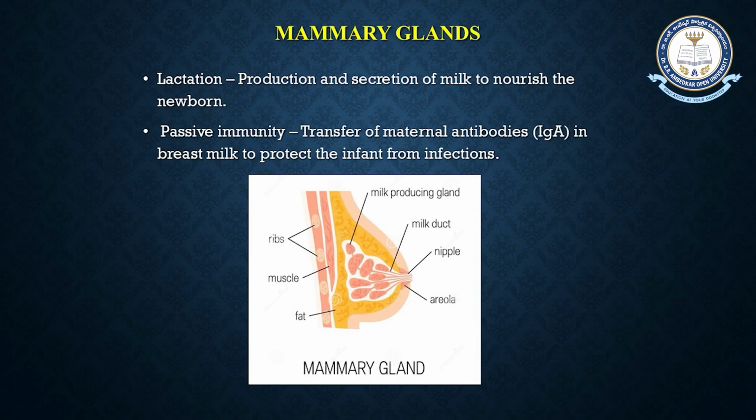Then moving on to the mammary glands. Mammary glands, the main function is lactation, that is production and secretion of milk to nourish the offspring. They produce passive immunity to the offspring by IgA antibodies, which is present in the breast milk.